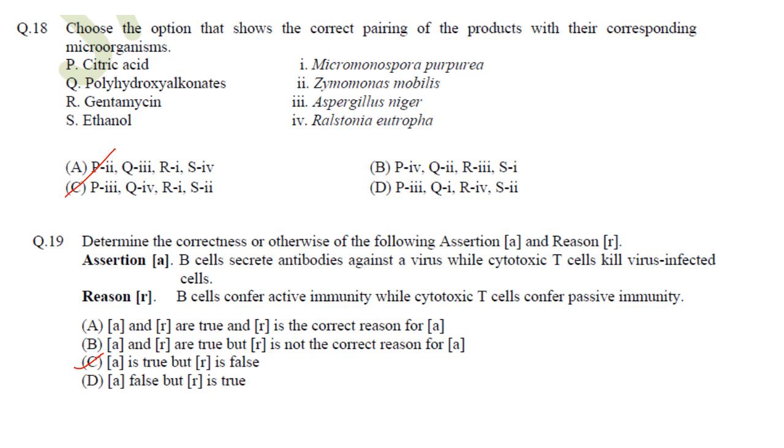What is passive immunity? It involves the transfer of preformed antibodies or immune cells from one person to another. That is from the mother to the fetus. It is passive immunity. It only provides a temporary protection and it doesn't require that the recipient immune system mount a response. So A is true, R is false. Answer is option C.